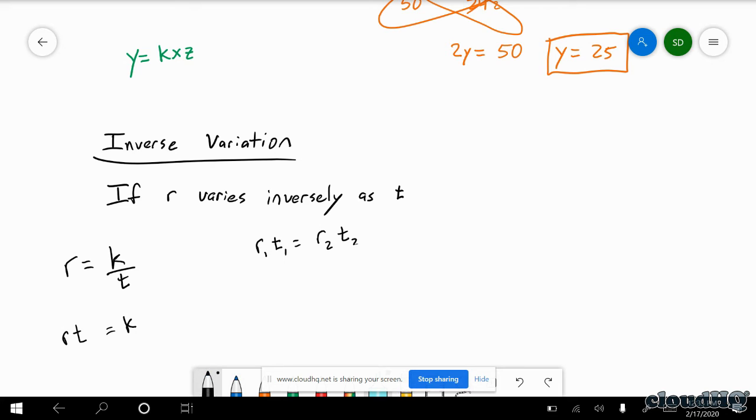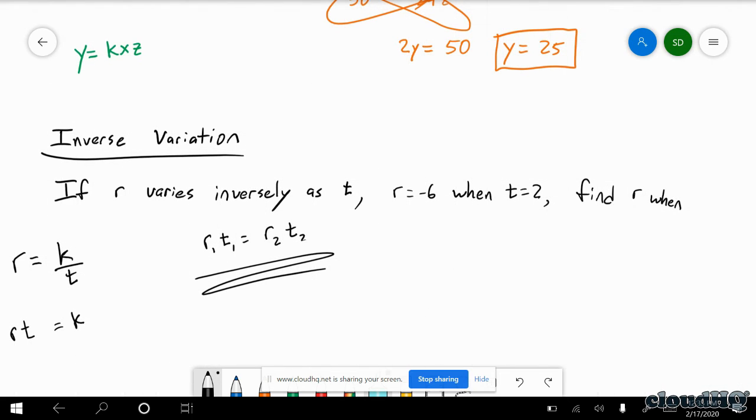Okay. So we know that this scenario is true, and that allows us to bypass figuring out what K is. But I know if I multiply the two numbers together in one set of data and I do the same thing in the other, it will allow me to figure out a missing piece of information. So let's say R equals -6 when t equals 2, and then we're going to find R when t equals -7. Go ahead and do that.